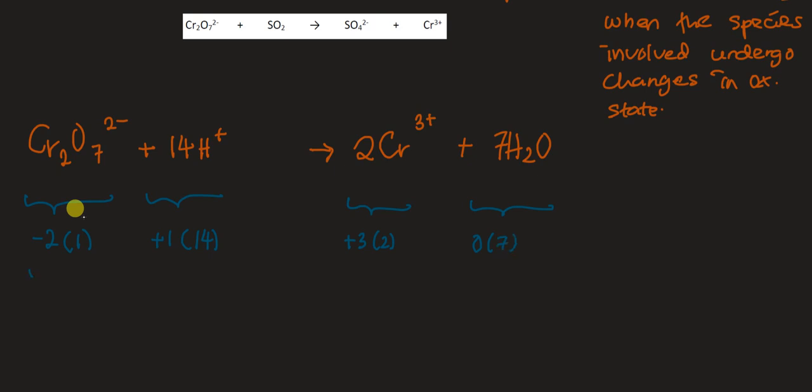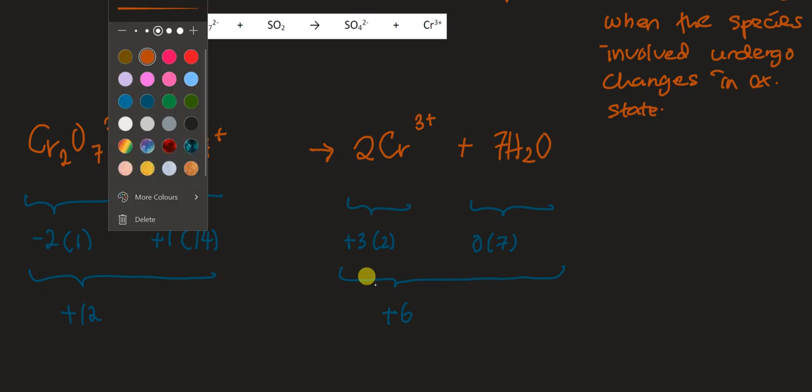So this brings a total of 14 minus 2, +12 on the left hand side. And on the right hand side, this carries +6 plus 0, +6. Now we have to add electrons in order to balance the charge. Where can we add the electrons? We add it on the side that has less negative charge, or the side that is more positive.